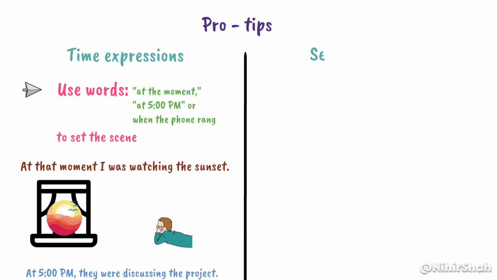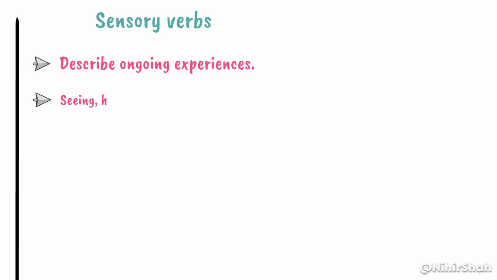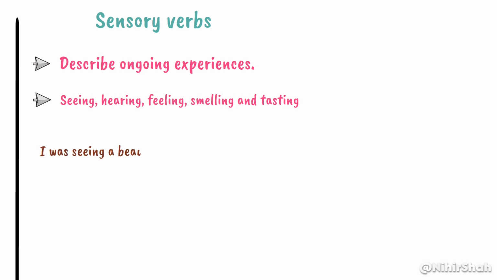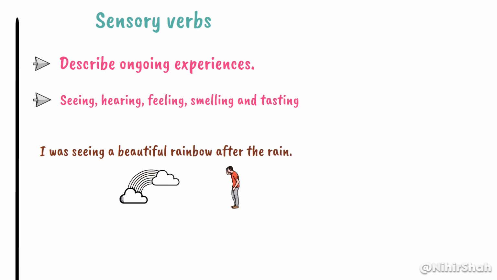Number 2, sensory verbs can also be used in past continuous tense to describe ongoing experiences. Sensory verbs like seeing, hearing, feeling, smelling, and tasting are often used in the past continuous tense to describe experiences that were happening over a period of time. For example, I was seeing a beautiful rainbow after the rain. The action of seeing was continuous over a period of time.